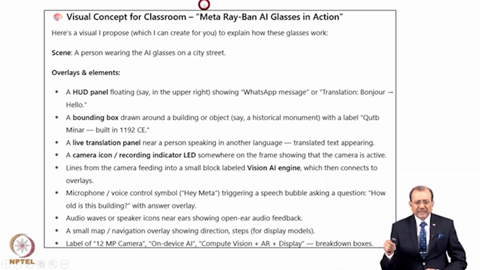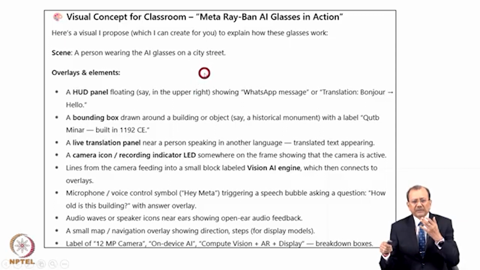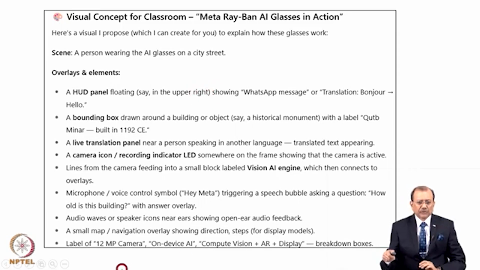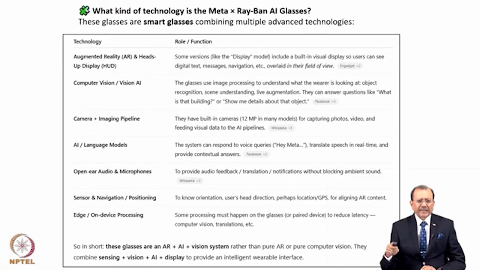If I like to give a layman's description of this functionality: it has one side the capabilities of Alexa, the other side it has capabilities like a computer vision camera, and third, it has the visibility of augmented reality, where it gives any object information in the augmented reality in context. So that's why it is called on-device computer vision, AR and display. What kind of technologies are being played? This slide gives us that explanation.